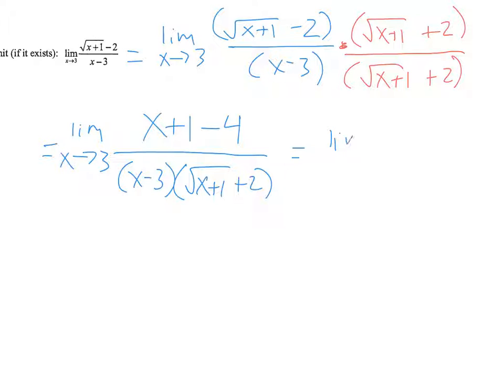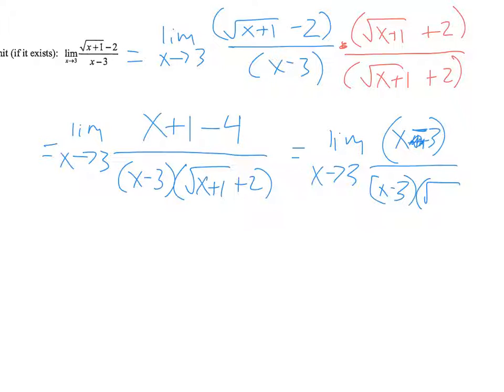So again, we're going to write down the limit as x approaches 3 because we haven't actually evaluated the limit yet. But when I do that, the whole numerator just simplifies to x plus 3. I'm sorry, it shouldn't be x plus 3. That should be an x minus 3. Sorry about that. And in the denominator, I still have x minus 3 times the square root of x plus 1 plus 2.